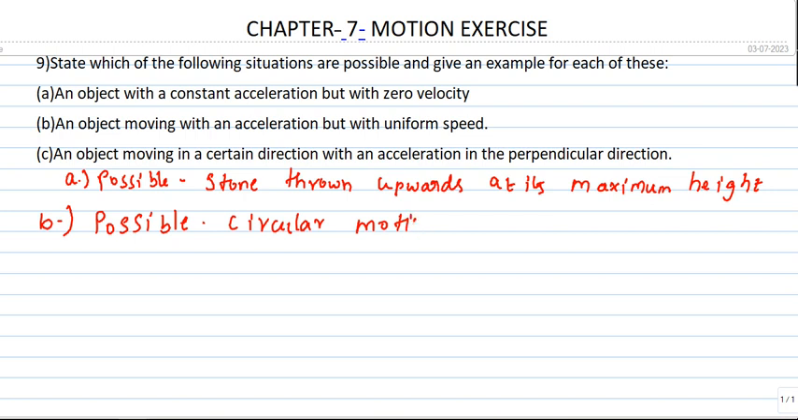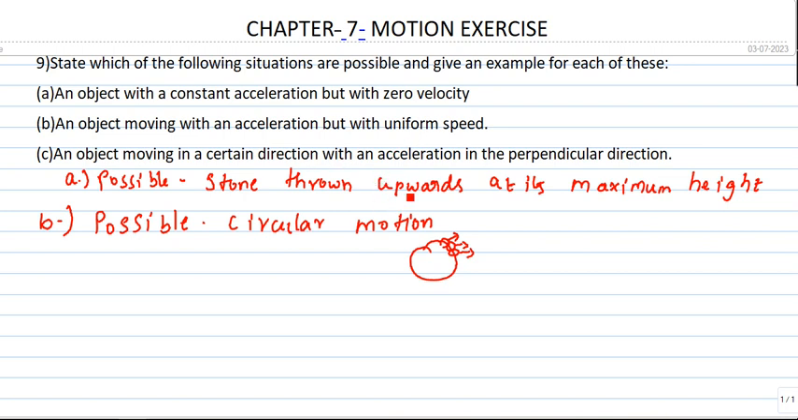When there is a circular motion, say an object is moving in this circle. Say this is an object. So it has a constant speed. But when you see, the velocity keeps changing direction. So when there is a change in the velocity, there is acceleration. But the speed here is uniform. So this again is possible.